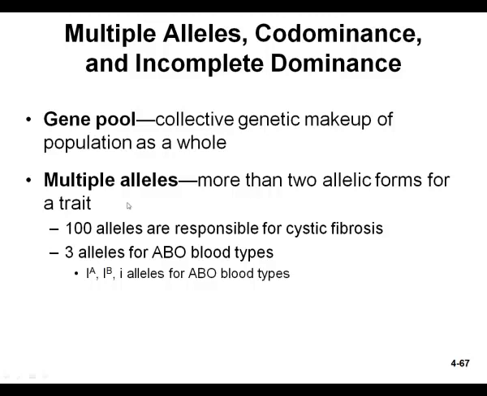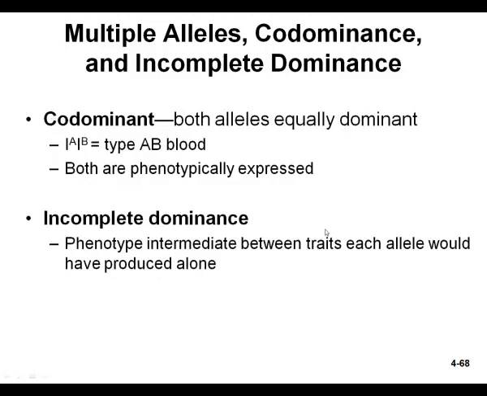Sometimes you have more than one allele that covers the same trait, like the skin color. Even with blood typing, we have 3 alleles that will determine the ABO blood types. Cystic fibrosis is a disease that can happen in the lung, and can result in the inability to get rid of the mucus secretion because it's very thick. You can have up to 100 alleles that can be responsible for cystic fibrosis.